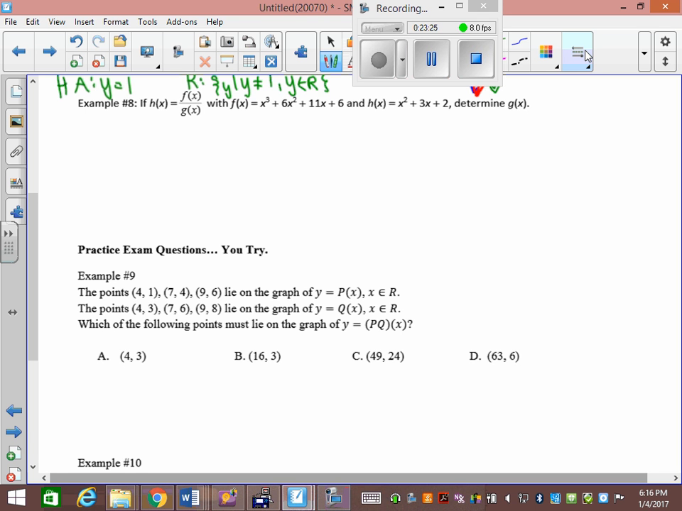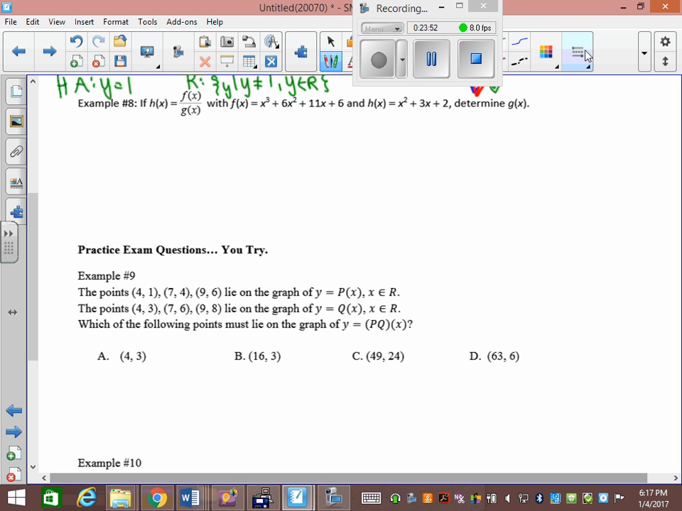So example number 8. If h of x equals f of x divided by g of x, and f of x is x cubed plus 6x squared plus 11x plus 6, we're using polynomials here, and h of x equals x squared plus 3x plus 2, determine g of x. Okay? Please, you guys, remember how to do synthetic division. If you still don't know how, you have to. That's like the give me easy questions on the diploma. You can't go in not knowing how to do synthetic division.